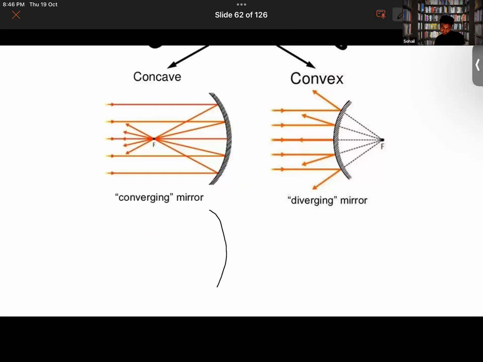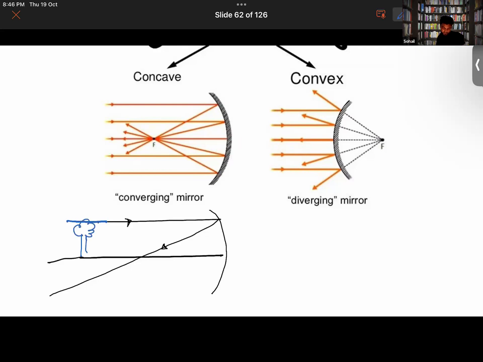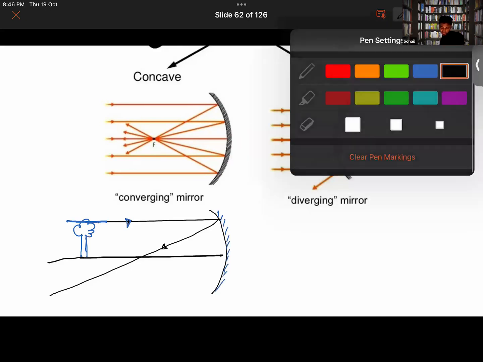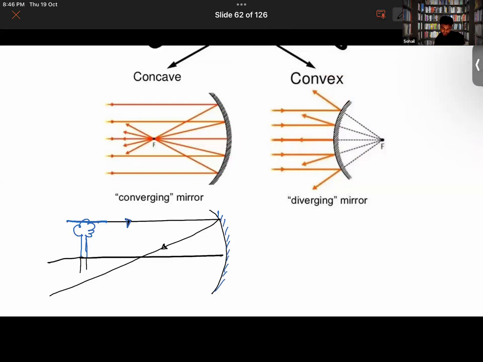So in the case of this concave mirror, suppose this is an incident light coming from an object, and then it is getting reflected back. Suppose this is a tree over here from which the light rays are coming. This is an incident ray falling on this concave mirror, and then this will be the image of it formed by the concave mirror. Getting it, guys? This is the image of it.